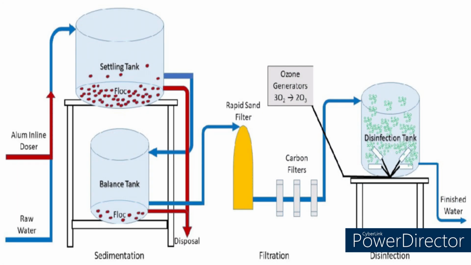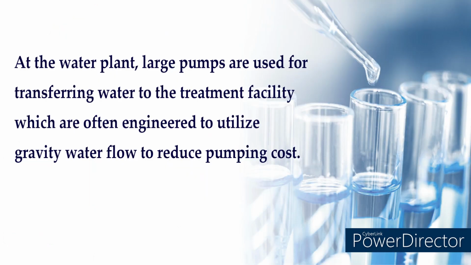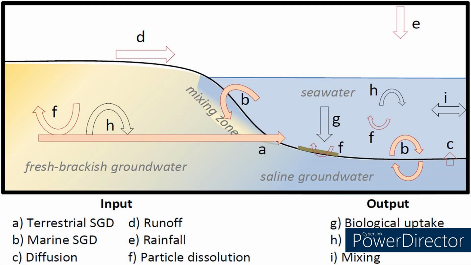There must be a method to get this water to the water treatment plant. Quite often, a series of pumps and pipelines transport the water to the treatment plant. At the water plant, large pumps are used to transfer the water up to the treatment facility. Treatment facilities are often engineered to utilize gravity water flow as much as possible to reduce pumping costs. Many water treatment plants utilize water from more than one source. Blending groundwater with surface water is a method often used to improve the quality of the final product.